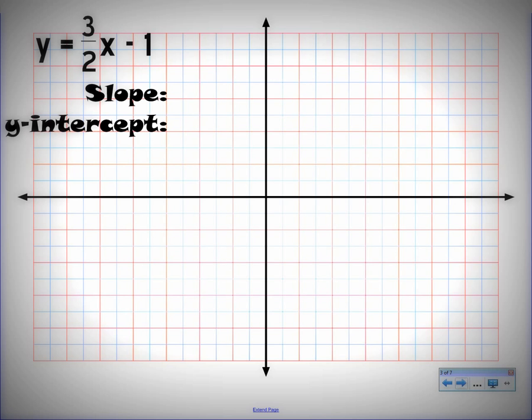Alright, how about this one? Looks a little uglier, but it's really not. My y-intercept here is -1, and my slope is 3 over 2. Now you might be inclined to say, but that's 1.5. You're exactly right. When you're dealing with slope-intercept form, it is okay to leave your slope, your rate, as an improper fraction. It just shows your rise over run a little bit easier.